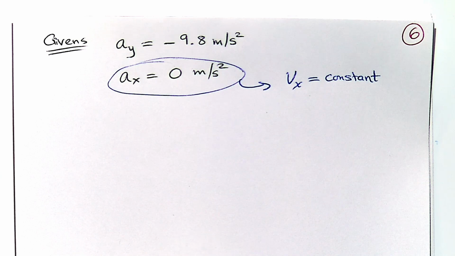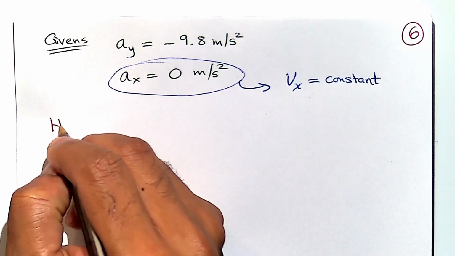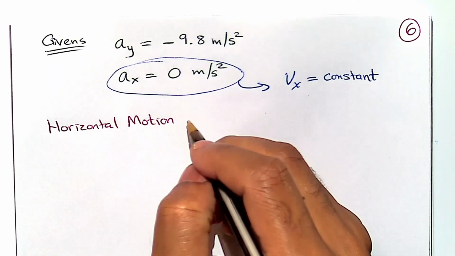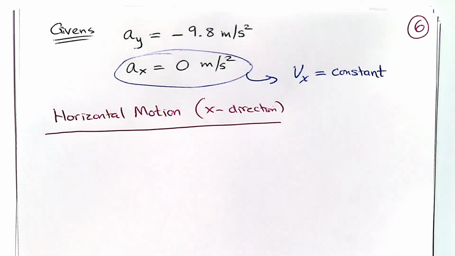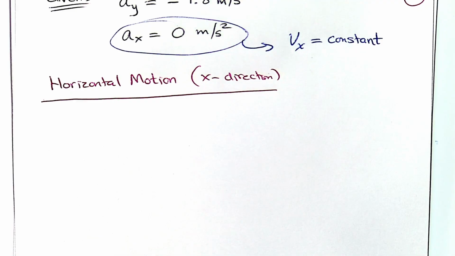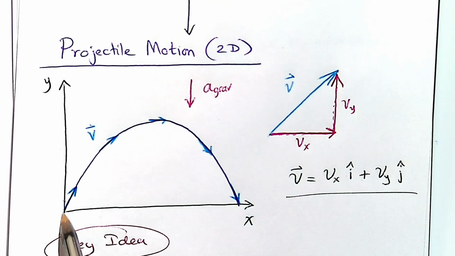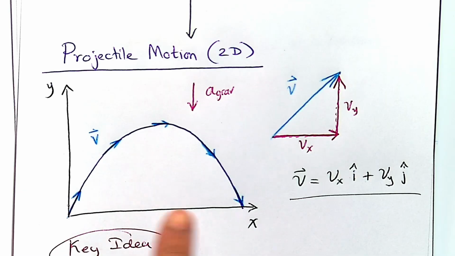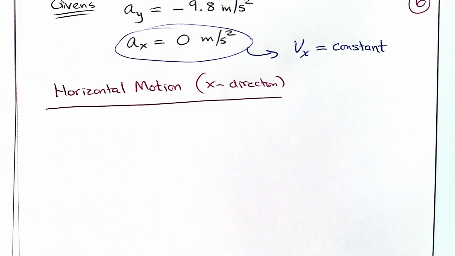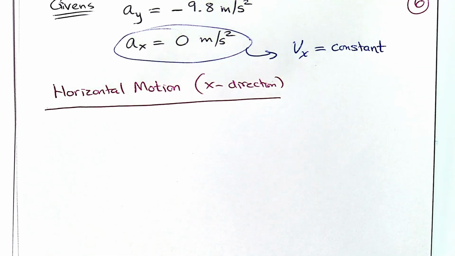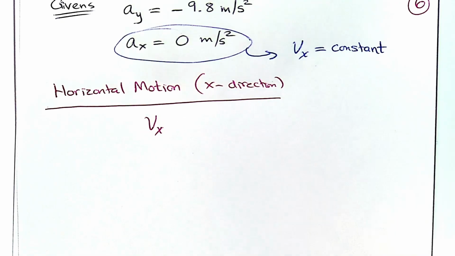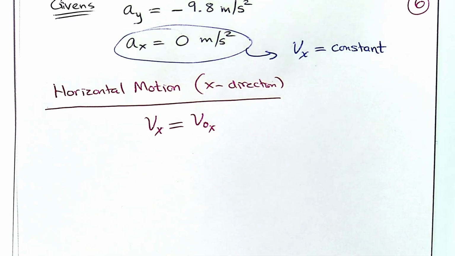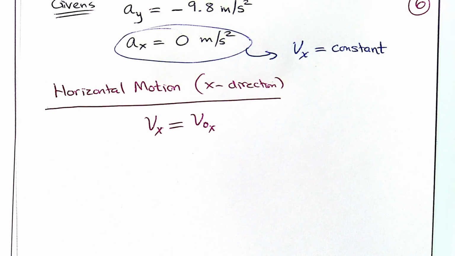Now, let's come up with some equations. We want to model our motion through two dimensions, and we'll start one at a time. We'll talk about the horizontal motion, the x direction, first. This is the actual path of the object, but we want some equations that talk about the x direction only. What can we say about the x direction? We can say something about the velocity. The velocity at any point in time is equal to its initial velocity in the x direction. It has to be. It doesn't accelerate in that direction.